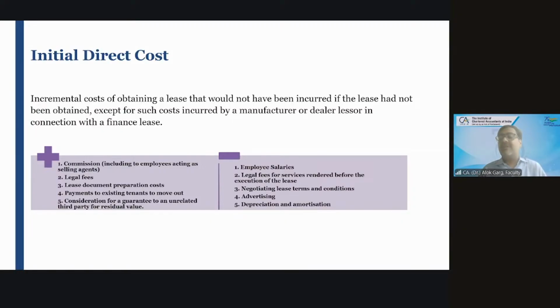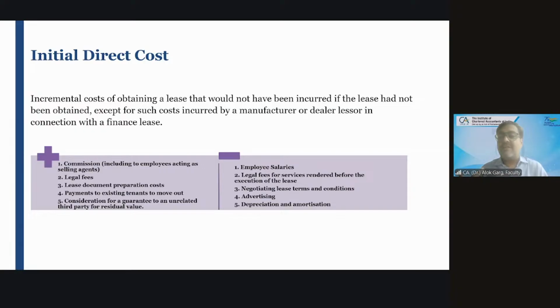What is not considered as an initial direct cost? Employee salaries are not considered. Legal fee for services rendered before the execution of the lease, right? So for taking a decision, you are paying some legal fees, valuation fee. If you are paying something for taking a decision, whether I should go for this lease or that lease, that will not be considered as an incremental direct cost. That will not be considered as initial direct cost, right?